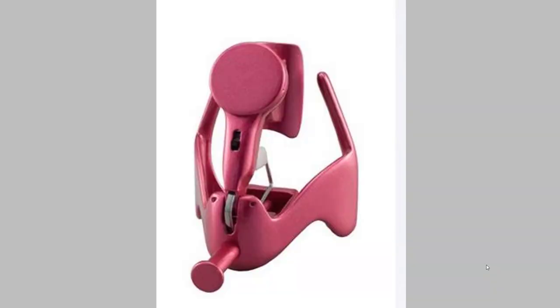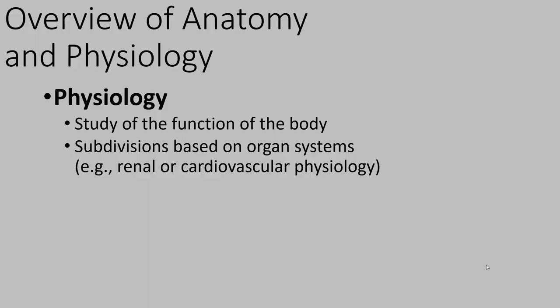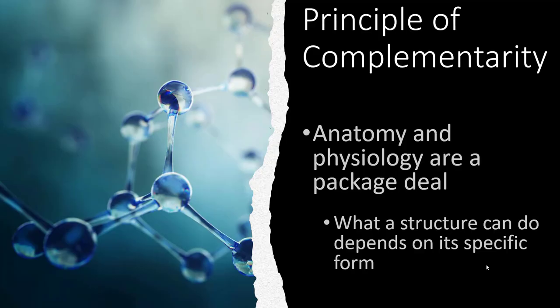Here, what does that thing look like? What might it be good for? And that's the principle of complementarity, or the complementarity of structure and function. Anatomy and physiology are a package deal. You don't get to study one without studying the other, because what a structure can do depends on its specific form. Things do things based on their shape.